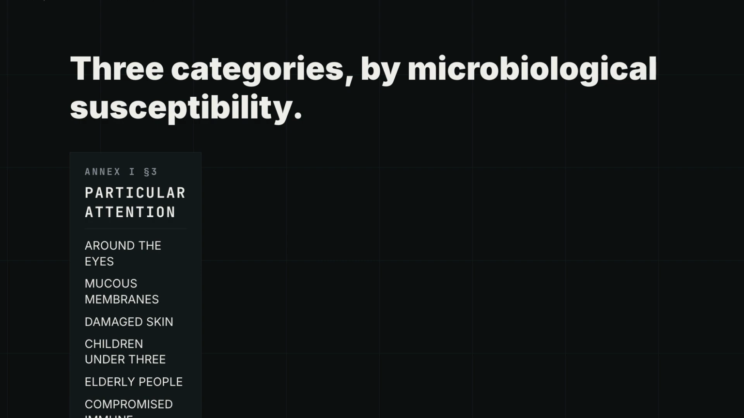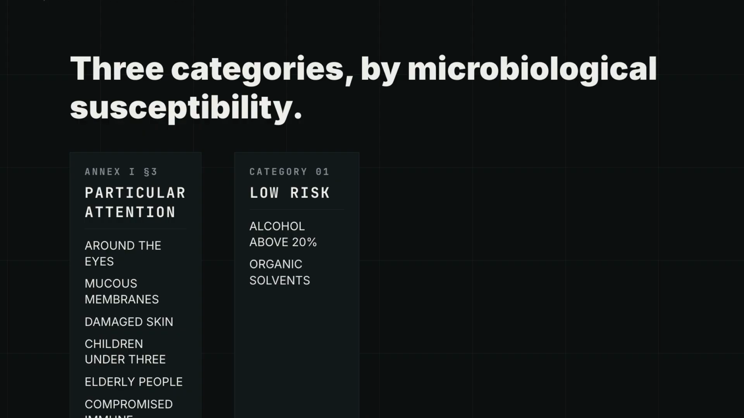The guidance sorts products into 3 categories by microbiological susceptibility. Low microbiological risk products. The examples given are products with an alcohol content above 20%, products based on organic solvents, and high or low pH products. For those, neither a preservation challenge test nor microbiological quality tests on the finished product are necessary. A scientific justification is to be provided.